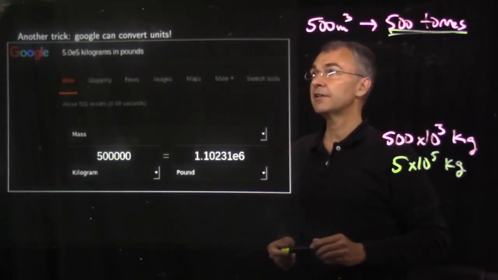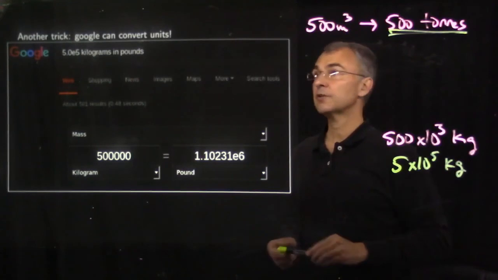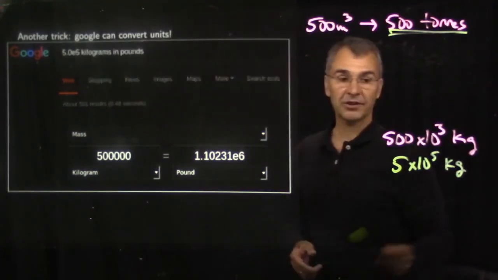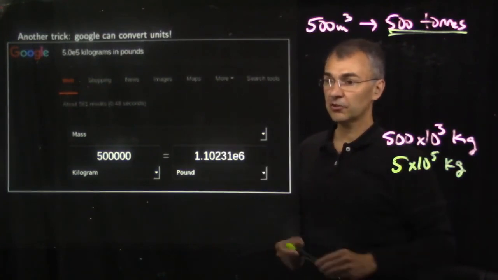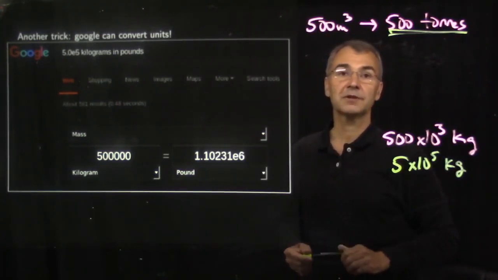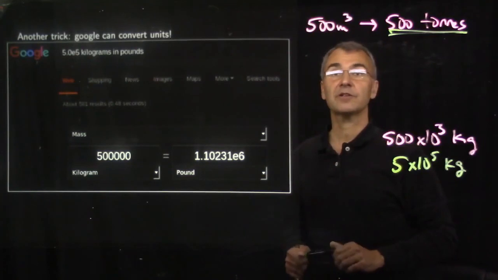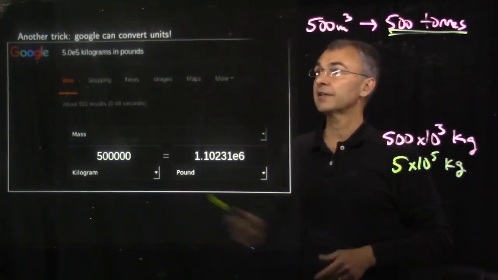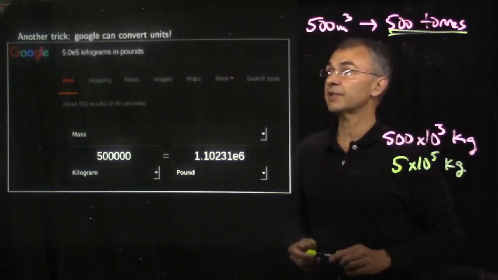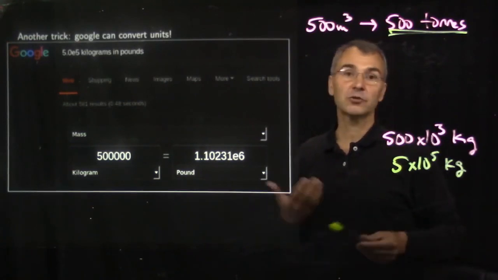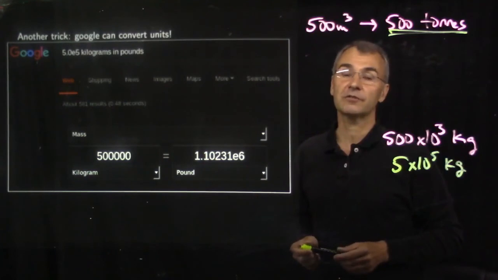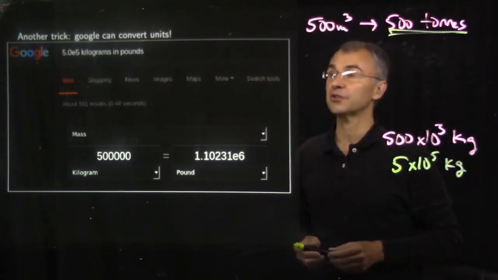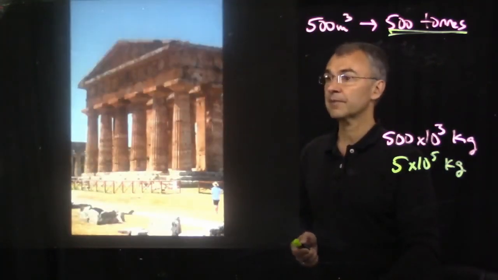And then you could also ask it, what would 5 times 10 to the 5th kilograms be in pounds? And it says it's about 1.1 million pounds. Well, that's kind of interesting. Google will convert it for you. So sometimes that's convenient. Or it's also sometimes a way to check. If you converted it by hand, you can see if Google agrees with you.